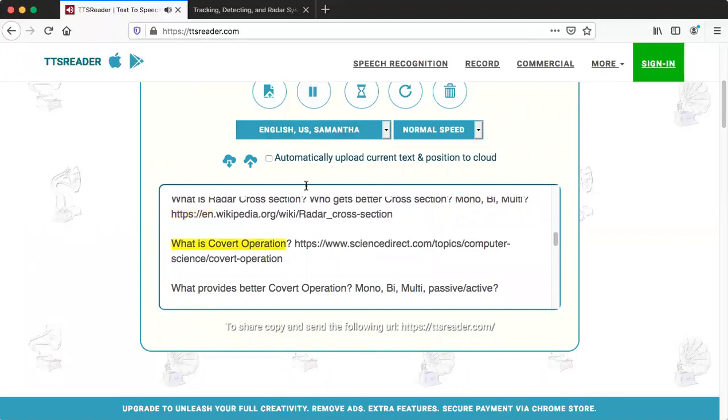What is covert operation? What provides better covert operation? Mono, bi, multi, passive, active?